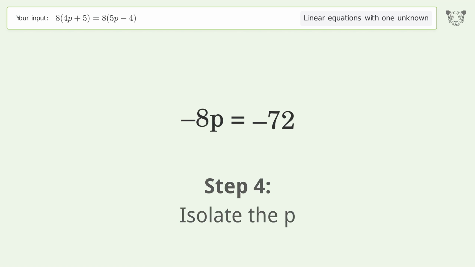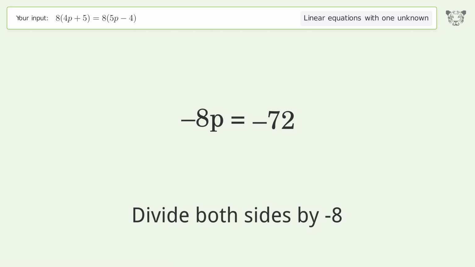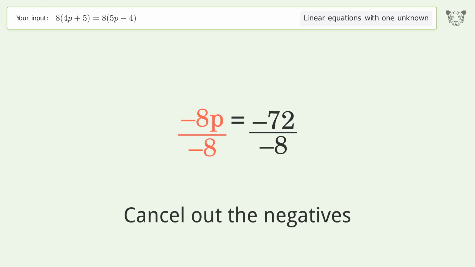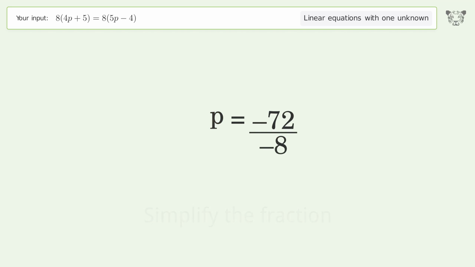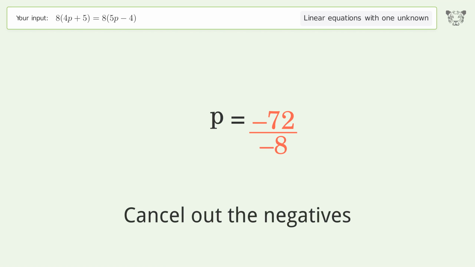Isolate the p. Divide both sides by -8. Cancel out the negatives. Simplify the fraction. Cancel out the negatives.